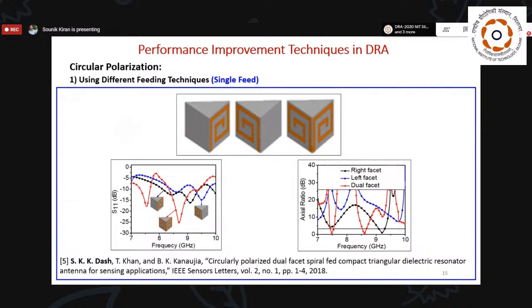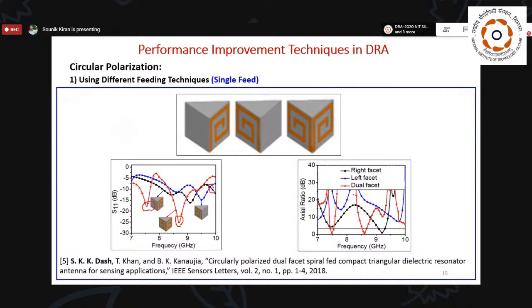How did we start? Once we finalized the spiral loop, first we put the spiral loop on only one side, on the right side, then on the left side, then on either side, and the result is shown below. When we put it on the left or right side alone, the results are just okay. But the moment we put it on either side, we found it was producing dual resonance, which was a really nice idea, because it finds dual resonance using a single feed.